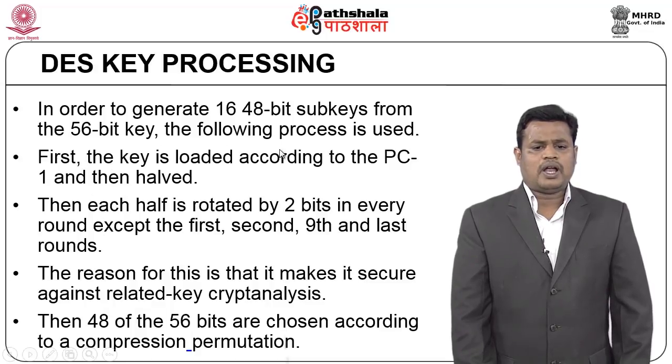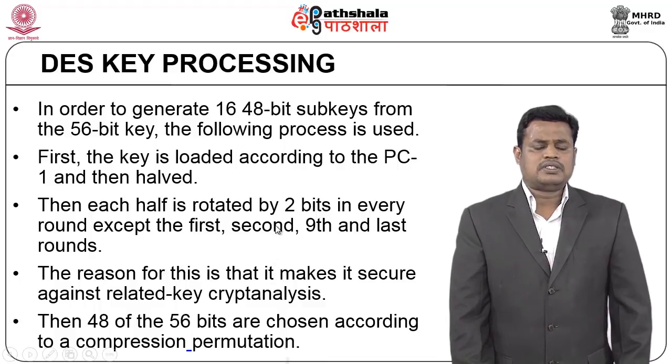First, the key is loaded according to PC1, that is permutation choice 1, then it is halved, that means it is divided into 2 halves. Then each half is rotated by 1 or 2 bits in every round, as per the shift schedule. The reason for this is to make it secure against relatively simple cryptanalysis. Even though they know some of the partial key, it is very difficult to guess the round key. Then 48 out of 56 bits are chosen according to the compression permutation.